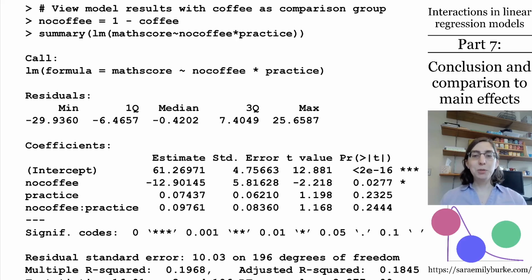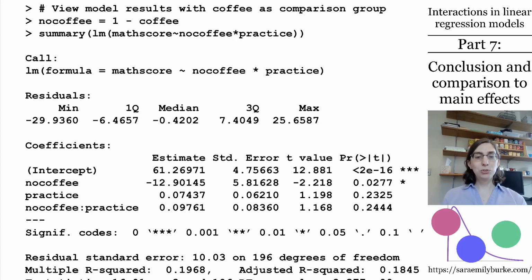This illustrates a key point. The slope of practice was highly significant for the no coffee group and not significant for the coffee group, yet the interaction is not significant. A slope like we got in the no coffee condition would be very unlikely to arise due to chance if practice and test scores were unrelated. This slope on the screen now for the coffee drinkers could arise due to chance 23% of the time if practice and test scores were unrelated.